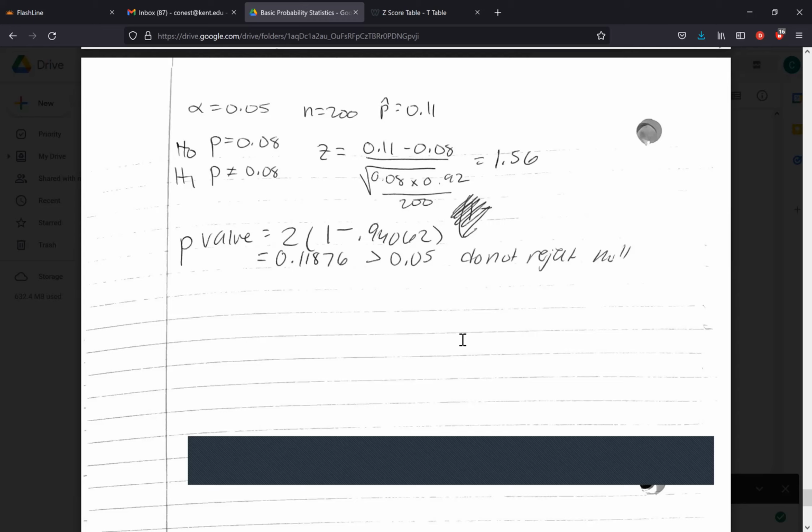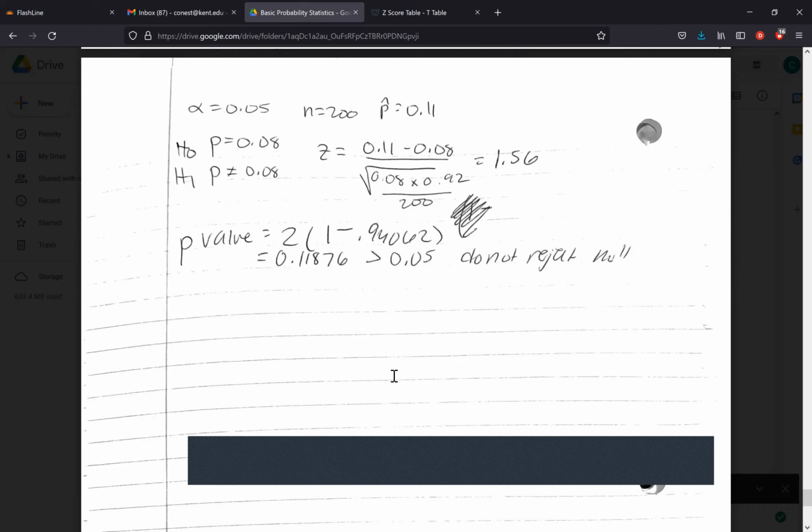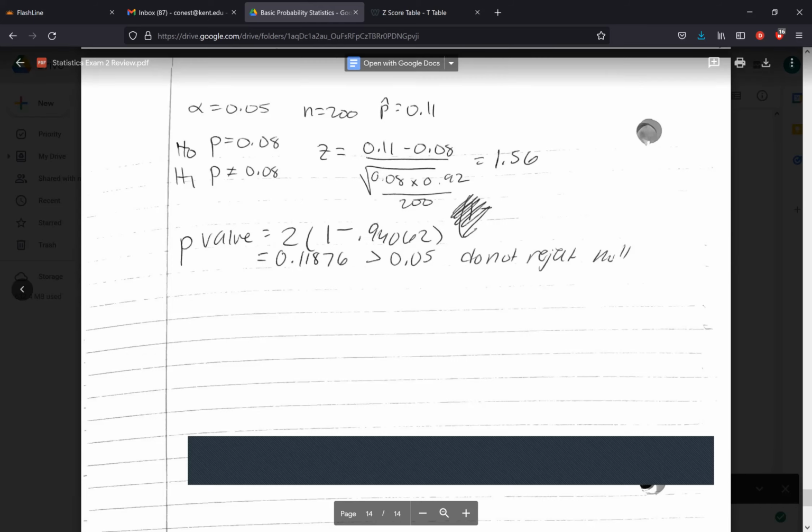Always go back and read the problem to see what it's specifically asking for. It's better if you cater your answer to the specific problem and what the researcher or the tester is trying to look at.